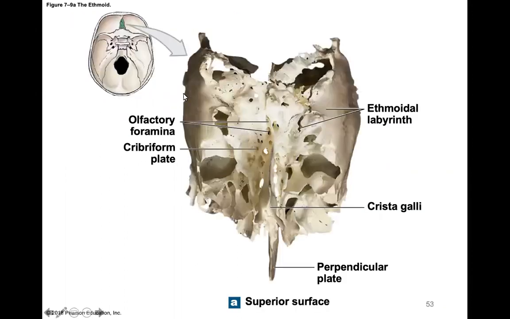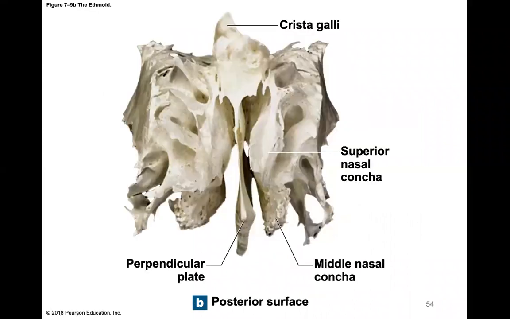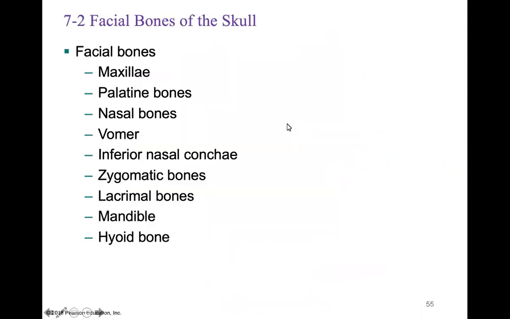And this is looking at the ethmoid from the superior surface, so looking straight down on it, okay? Looking at it from the posterior surface, you can see the ethmoid here, okay? And that is our cranial bones.